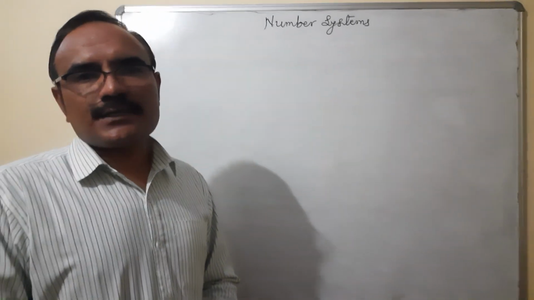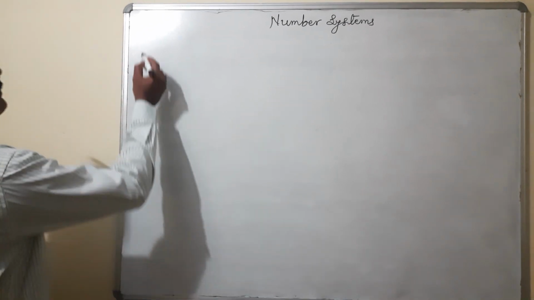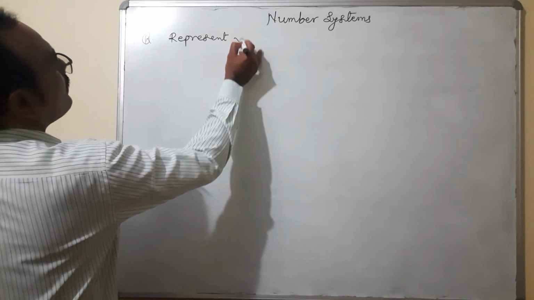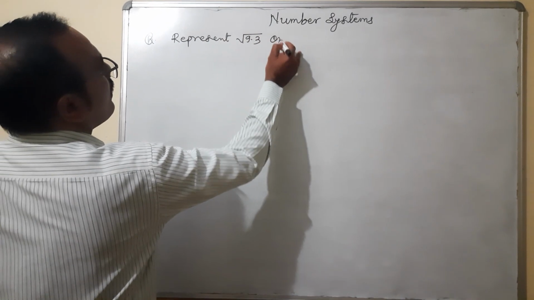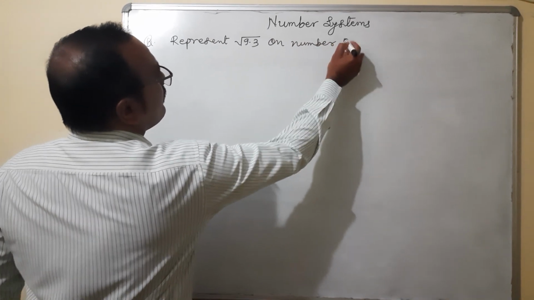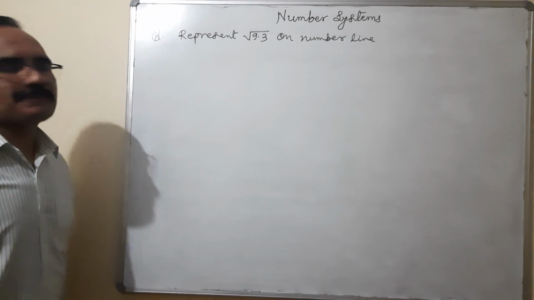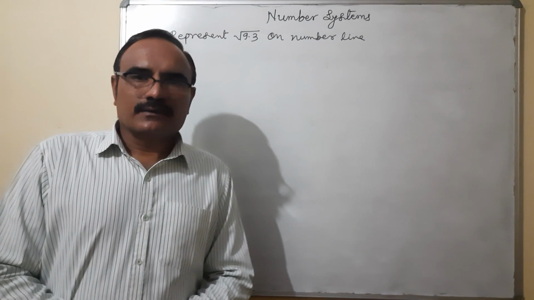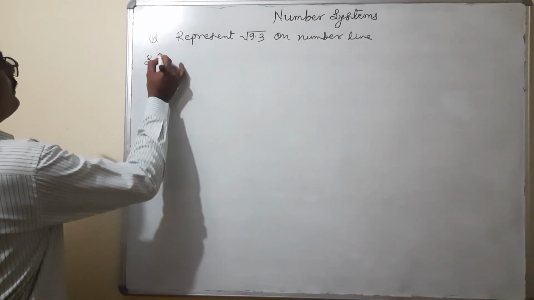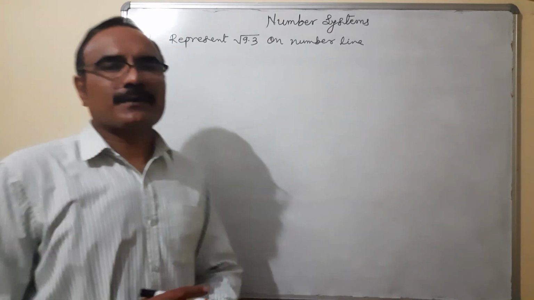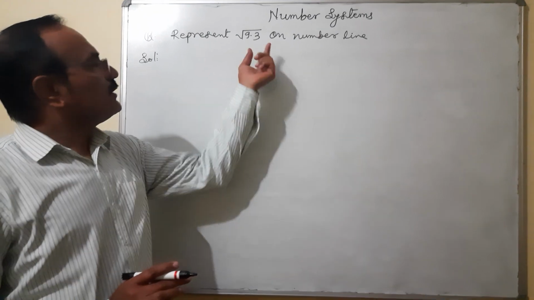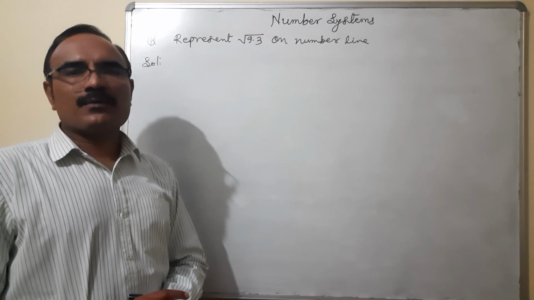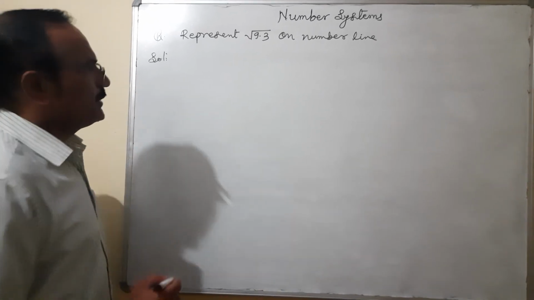Next question. Represent root 9.3 on the number line. Friends, for representing root 9.3 on the number line, you will take your geometry box with you. 2 things are required: a pair of compasses and a ruler. You can see that under the root there is the number 9.3. So first of all, with the help of the ruler, we have to draw a line segment of 9.3 centimeters like this.